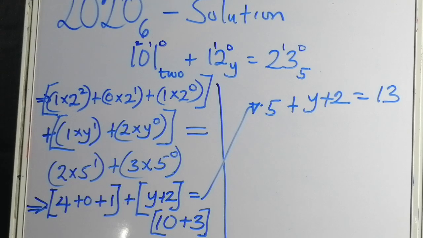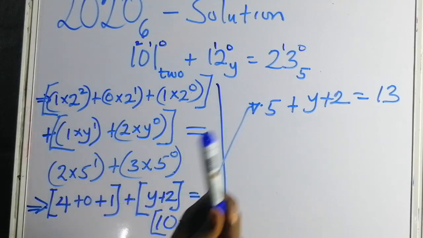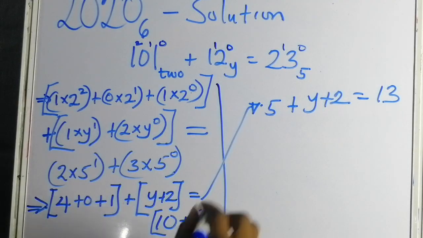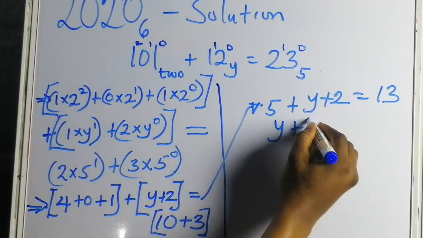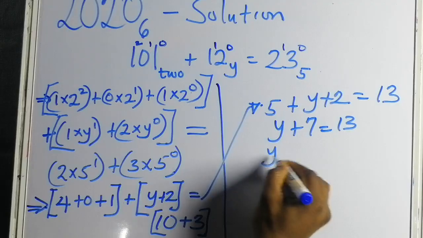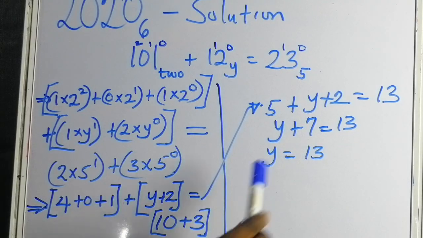Just like chin chin and pure water. So take all non-y, add all non-y and leave y. This one has no y, this one has no y, add them together. So this one is y plus 7, because 5 plus 2 is 7, equals 13. So your y will now be 13. And I told you anytime positive is crossing the equal sign, it changes to negative.